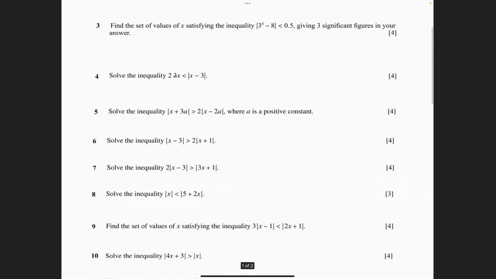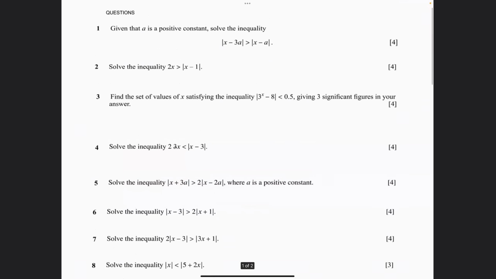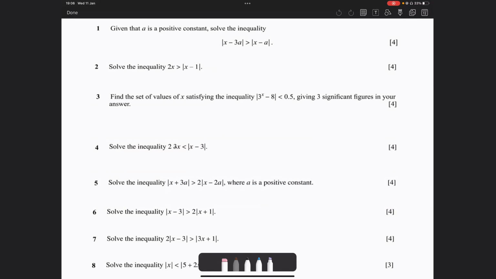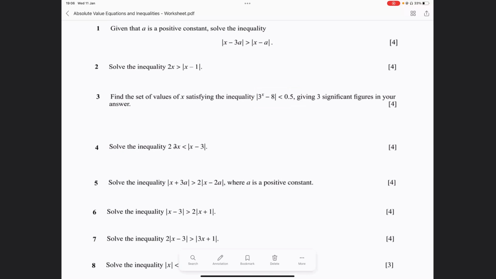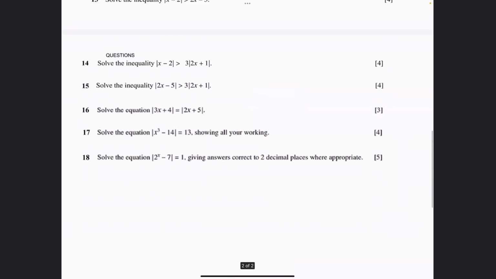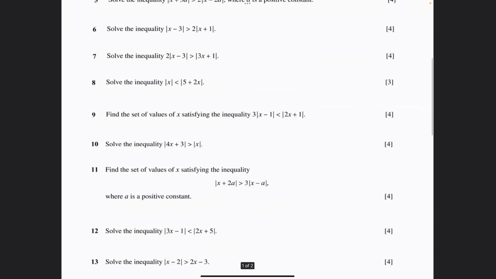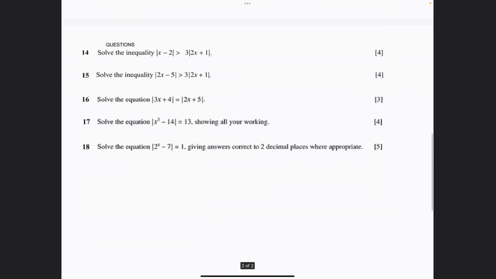Apart from that, question number 3 as well. Question number 3, you can't do this right now either, because this also requires the use of logarithms. Okay, so you can skip this for now as well. Other than these two questions, other than 3 and 18, you can do the rest of them. Let's try one more. Let's try question number 16.